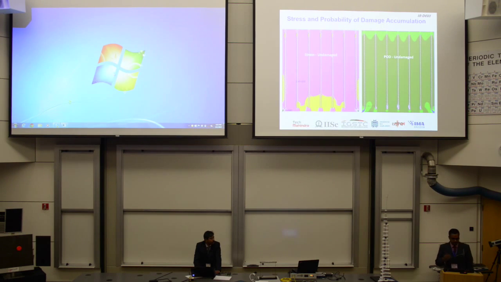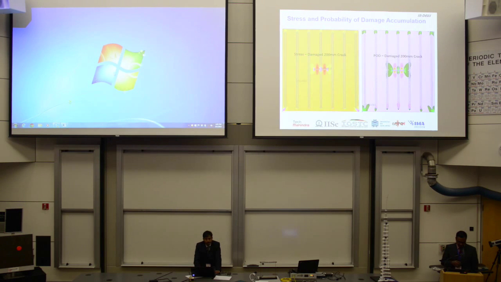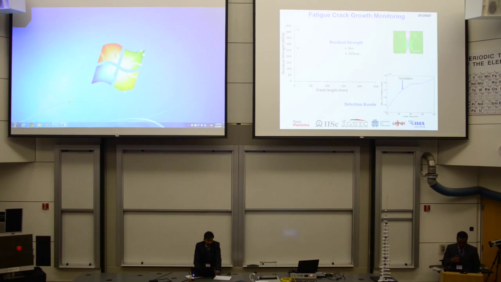So we have taken a sample which is subjected to load, and this is the damage tolerance criteria. Here we present a stress and probability of damage accumulation for a damaged and undamaged sample. You can see the stress interacting with the complex geometries present in the panel. There is also a residual strength which is being monitored. Residual strength varies over damage size. You can see how the stress varies over different damage sizes here.